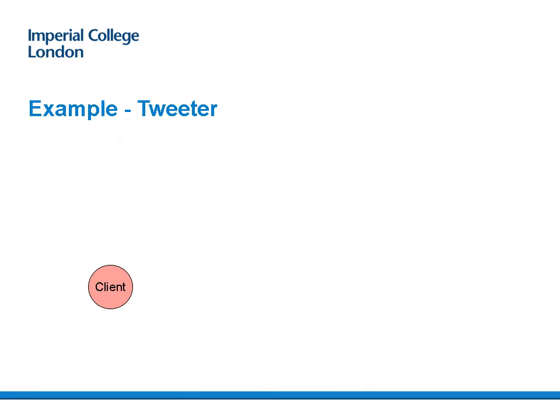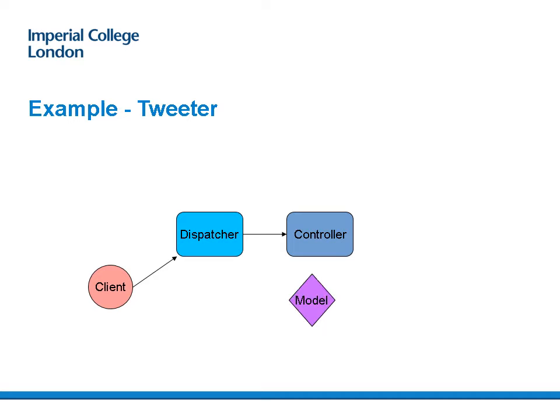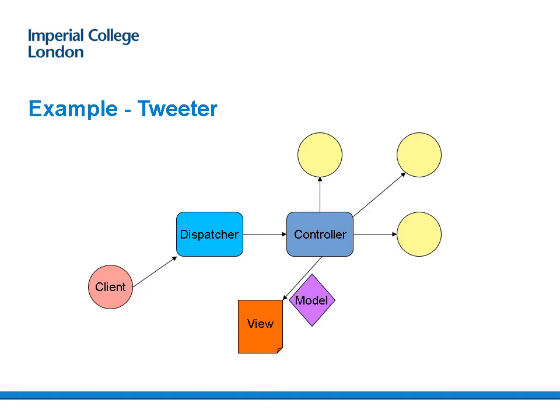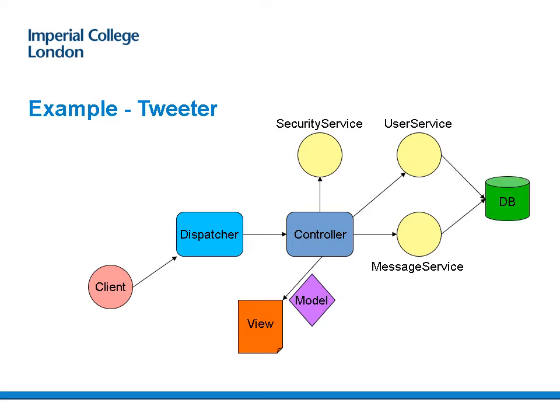So the client sends a request to the dispatcher, which is then forwarded to a controller. The controller renders a model, which is an abstract representation of all the data that a view needs. To do this, the controller might use external dependencies. So in our particular example, we have a security service, a user service, and a message service. The security service provides authentication, and both user service and message service provide an interface for retrieving and storing data from the database. Once the view is ready, it's rendered by a template engine and returned to the client.